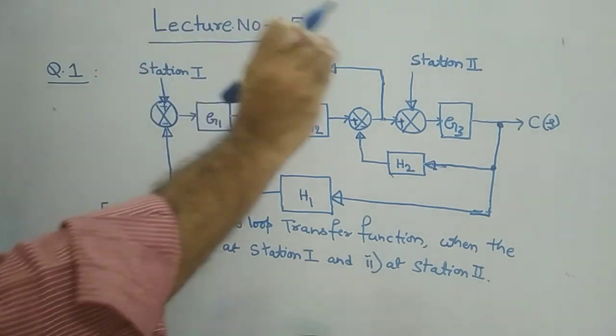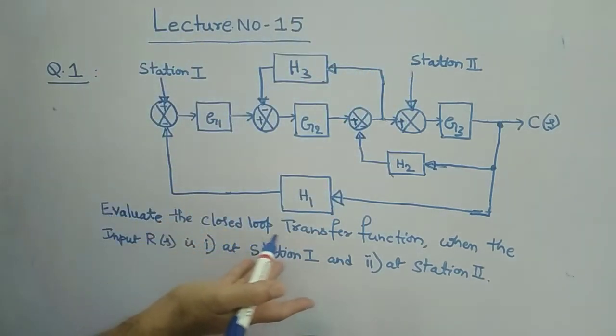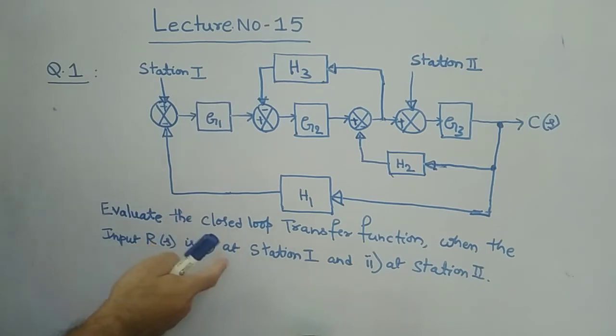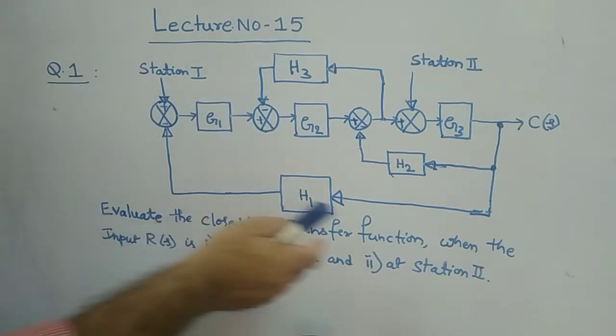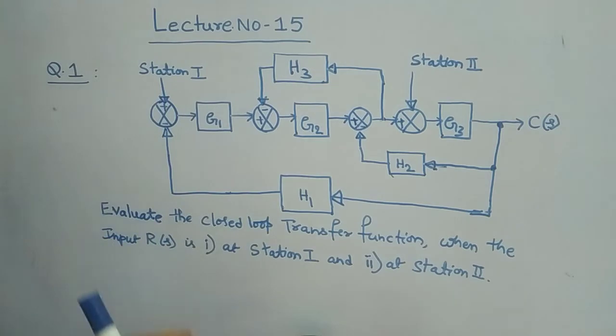Then for solving the first point or first bit, the station 2 must be put to 0. Then only you can obtain C of S by R of S. So that is what we have to do. This is the given question.